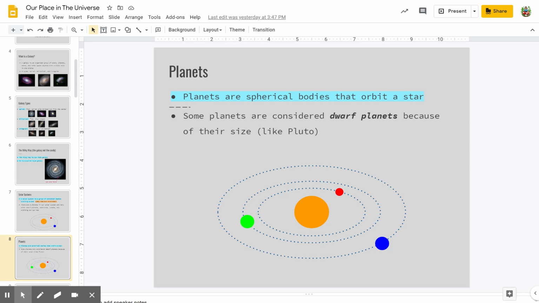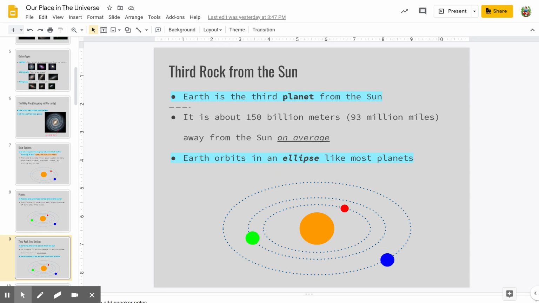Planets are spherical bodies that are orbiting a star. All right, now it's not orbiting anything else, it's just orbiting a star. Some planets are considered dwarf planets because of their size. So think about Pluto. Pluto is not considered one of the main planets anymore because it's now classified as a dwarf planet because it's so small. Right? Now, Earth is the third planet from the sun.